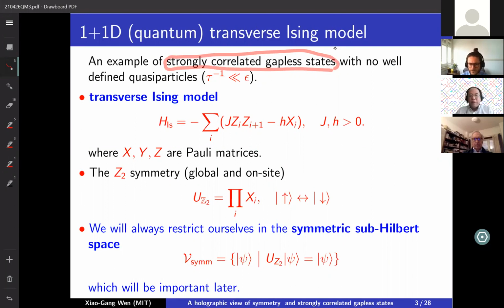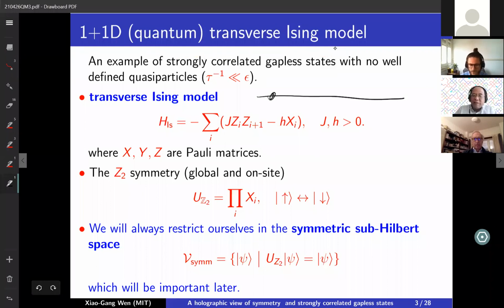And the model is very simple. We have a spin living on each vertex. So I have a spin up, a spin down, et cetera. And we have operators acting on a spin, like this Pauli Z operator, Pauli X operator. So this is just a transverse field Ising model. The J term describes a nearest neighbor spin-spin interaction, and the H term describes interaction with an external magnetic field pointing in the X direction.